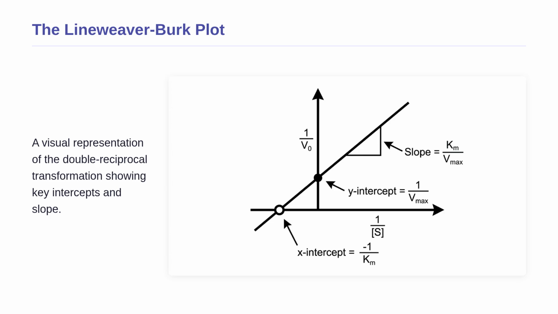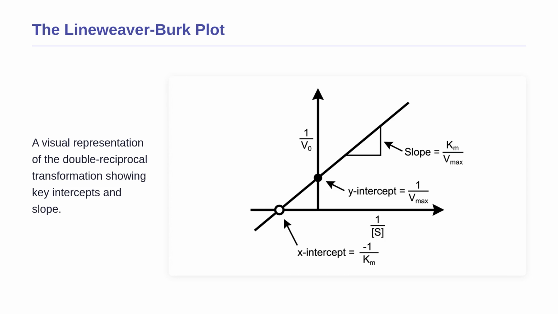Now that we have proven the math behind the transformation, let us look at the actual diagram it produces. What you are seeing here is the Lineweaver-Burk plot in its full geometric glory. Notice the vertical axis is labeled 1 over V0, and the horizontal axis is 1 over S. The straight diagonal line cuts clearly across both axes. Look at the solid dot where the line crosses the vertical axis.